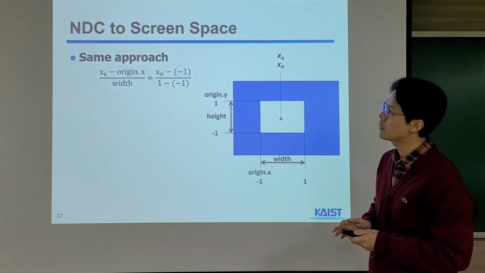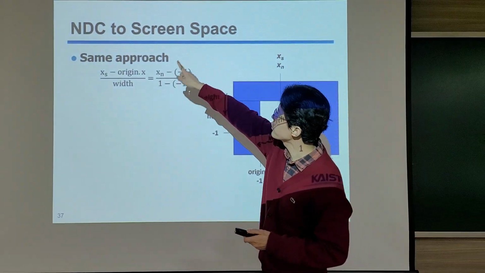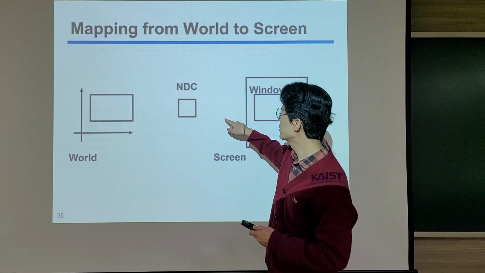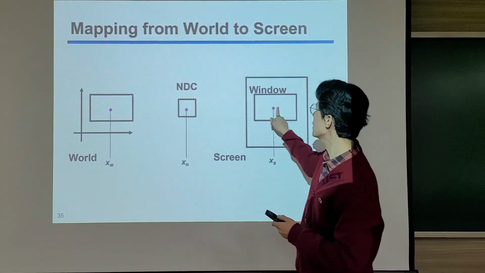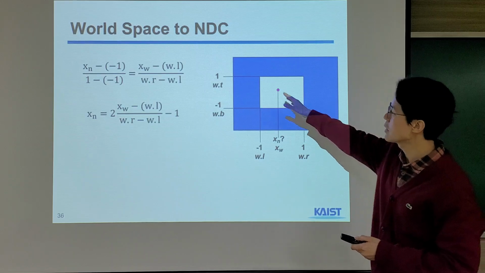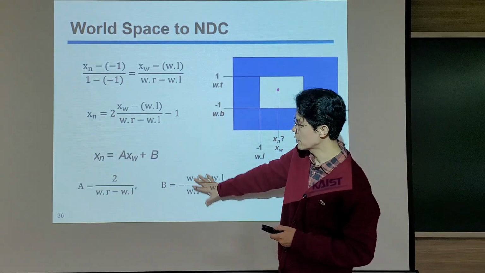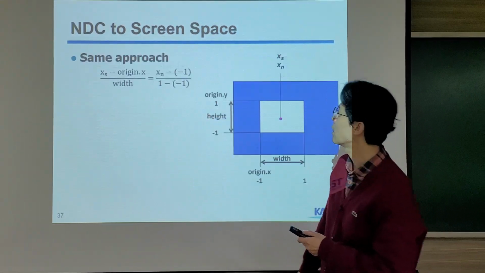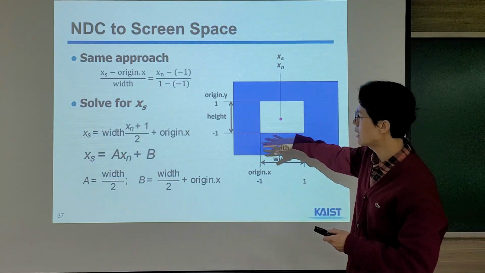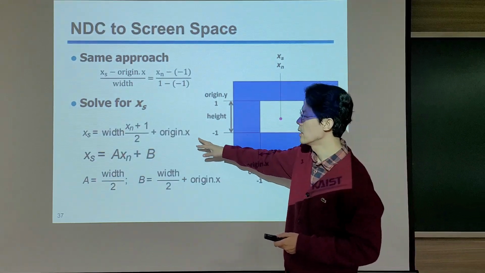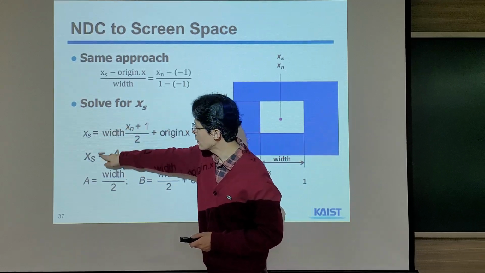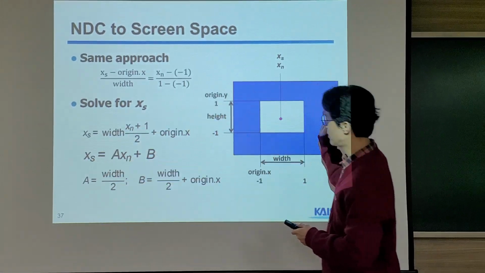Same approach we can apply to transforming from NDC to the screen space. This one that I'm talking about here, from NDC to the window. Same approach, then we can set up this one. In the end, we can also set up the same thing. Given this x_n, we can get the coordinate in the screen space.